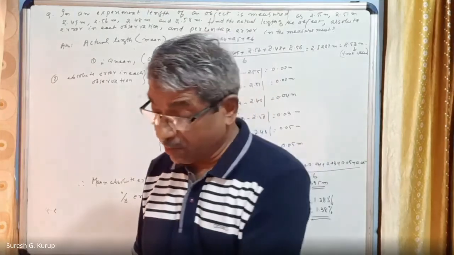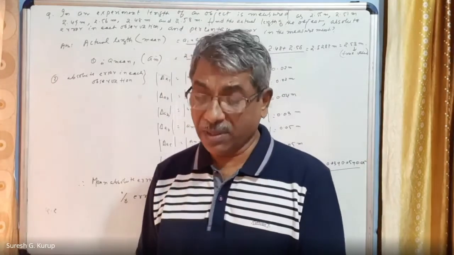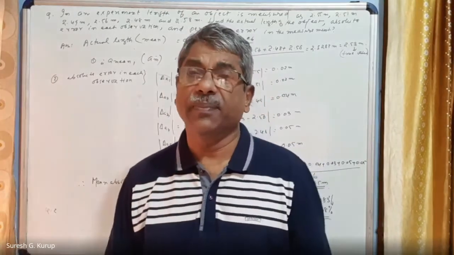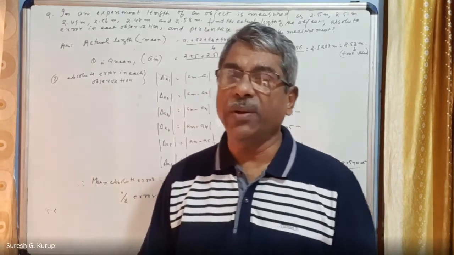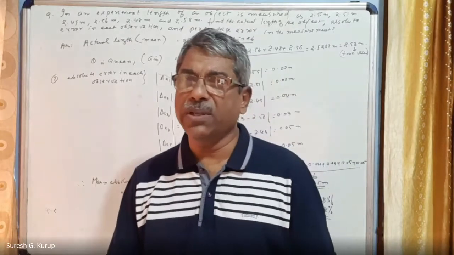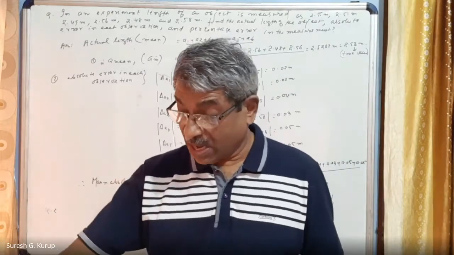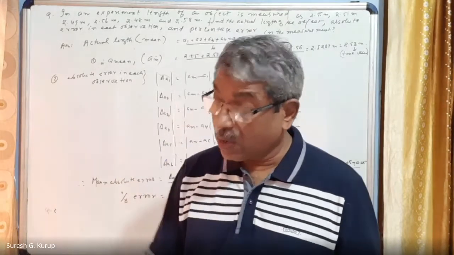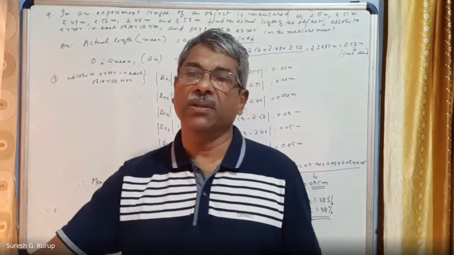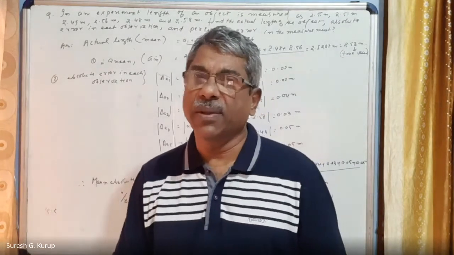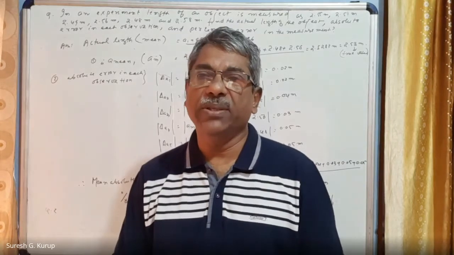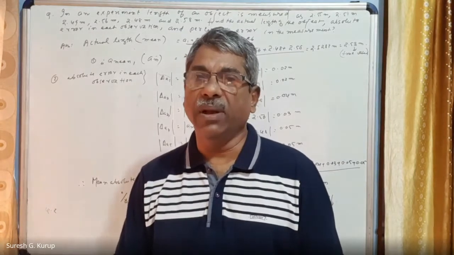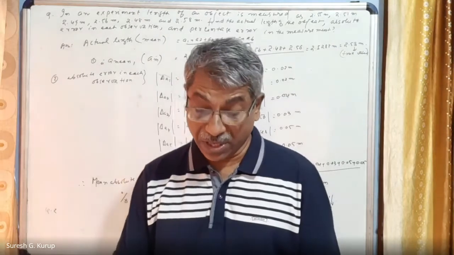So we were discussing errors in measurements, and we have said how absolute error is calculated, how the true value can be calculated, how percentage error can be calculated. And also we have said about the three ways errors can be represented. Errors are represented in three ways. One is absolute error, two is relative error, and three is relative percentage error.